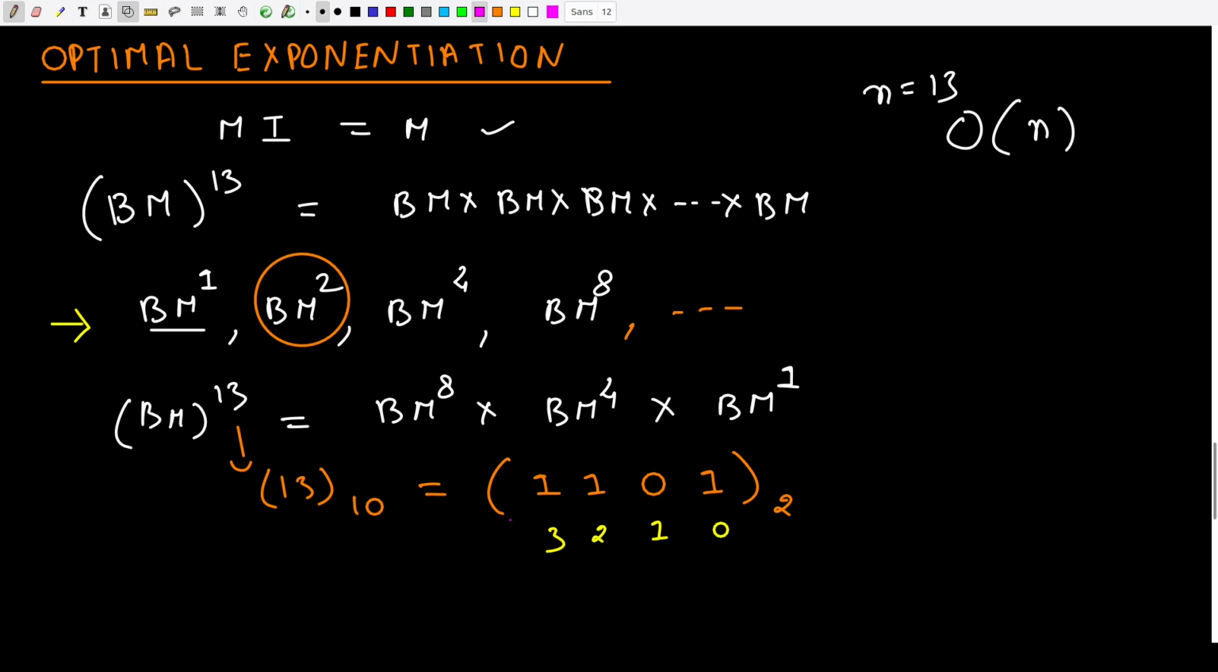So if you see here, 2 to the power 3 is 8, and this is what we are taking over here. 2 to the power 2 is 4, and this is what we are taking here. 2 to the power 0 is 1, and this is what we are taking over here. And see, once it is 0, then we are excluding that. So bit 1, which is 2 to the power 1, which is equal to 2, we are excluding it.